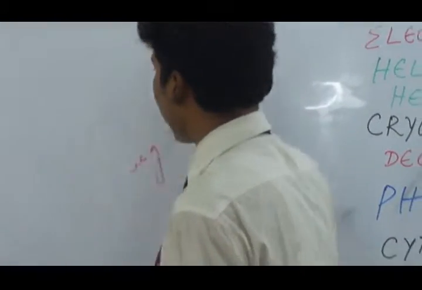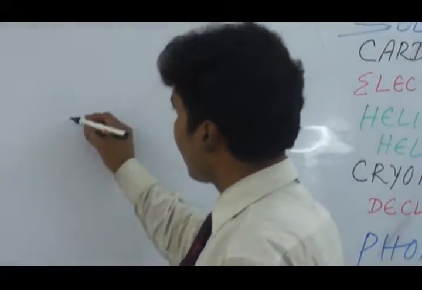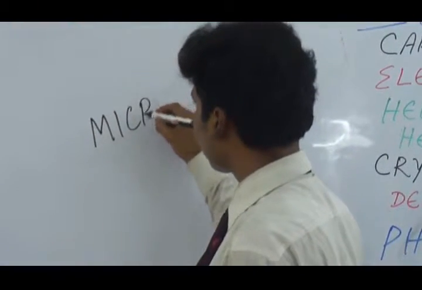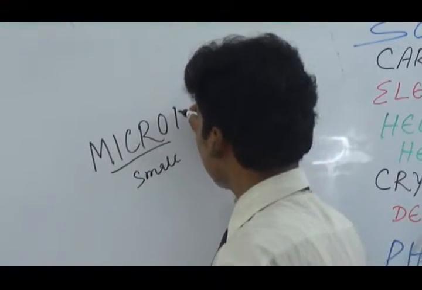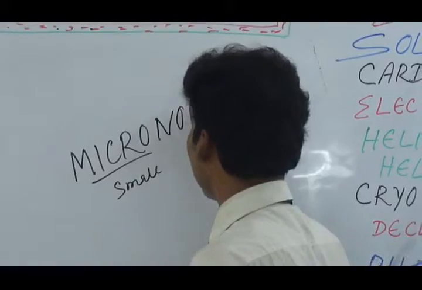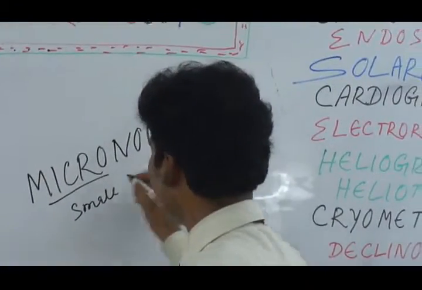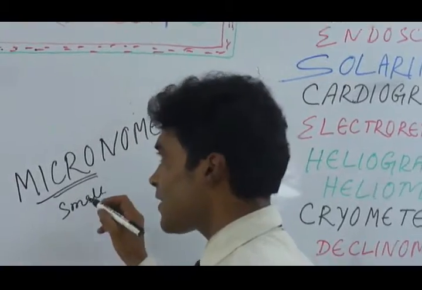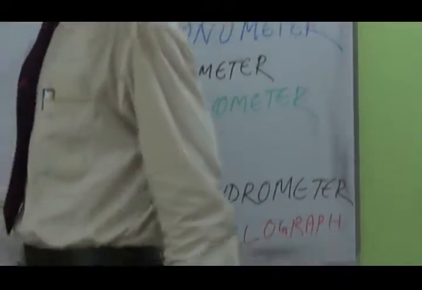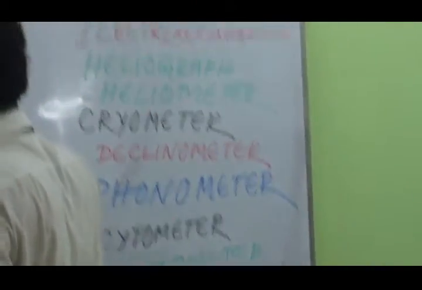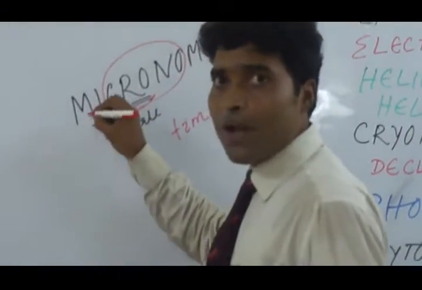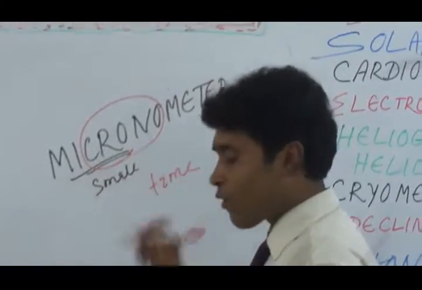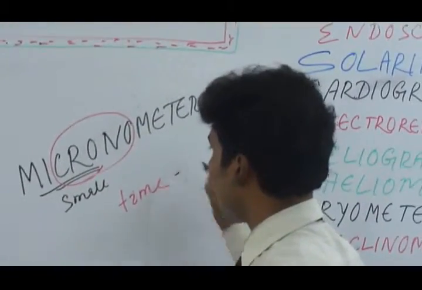Another thing is your micronometer. Very important. Micro means small. Very simple but very interesting. Micro means small, right? But forget this right now. Chrono means time. Are you getting my point? So small parts of time, bits of time, are measured by this micronometer. See here. So, time again. Right?